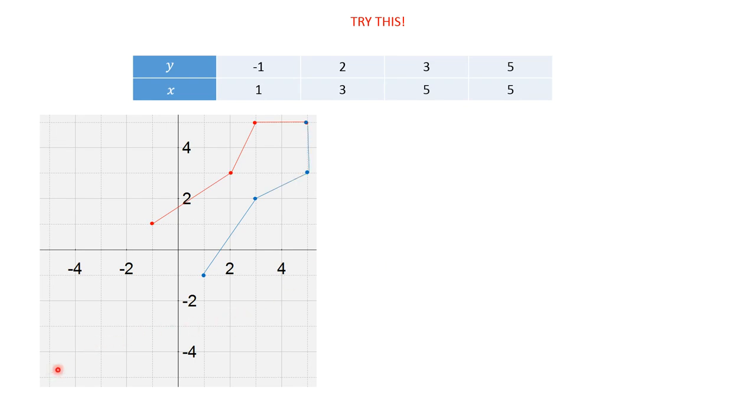Does this look like it's going to have a reflection across line y equals x? It sure does. It's a nice reflection. And sometimes this is easier to see than the linear ones because, well, lines are boring. This one's a little bit more exciting. You can see that reflection better.